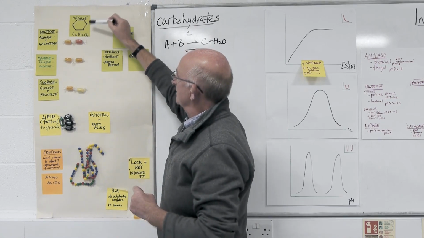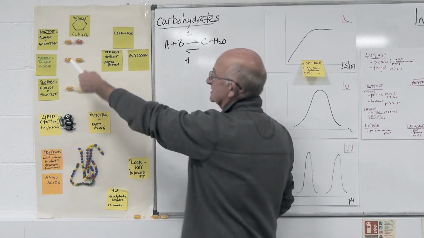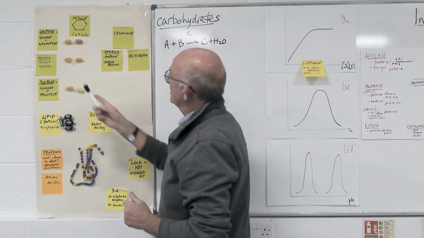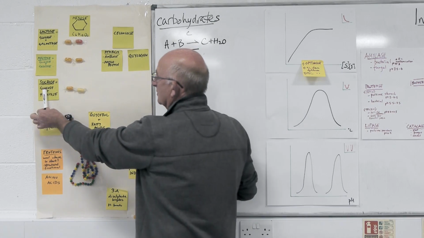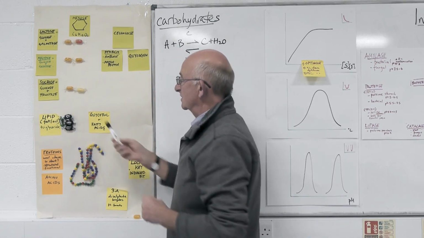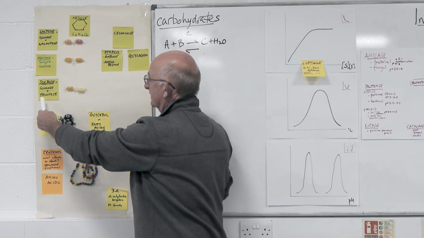Hexoses are 6 carbon sugars. They have a formula of C6H12O6, and we're going to look at some classic sugars. Probably the one you're most familiar with is either glucose or sucrose. Now, sucrose is a disaccharide because it has 2 sugars. It has glucose and it has fructose.